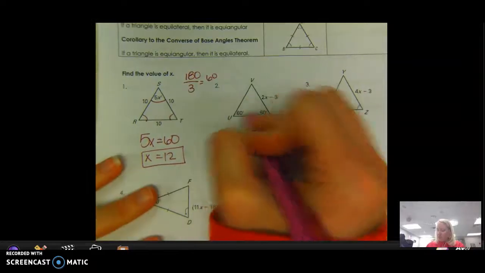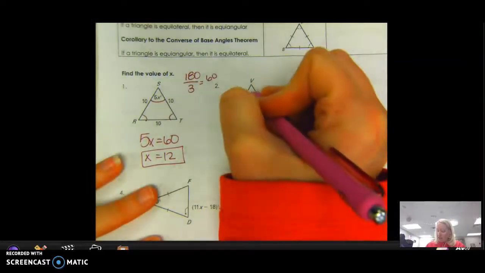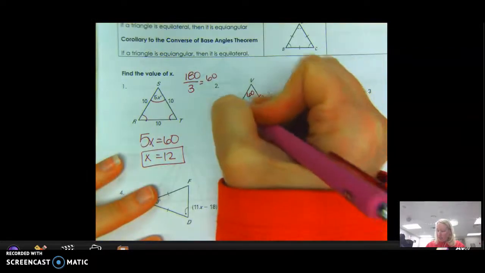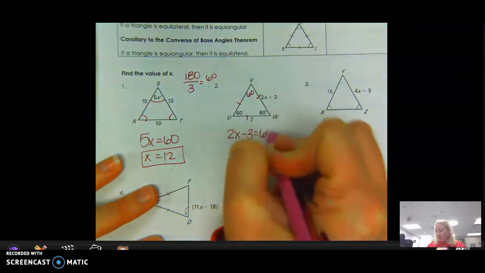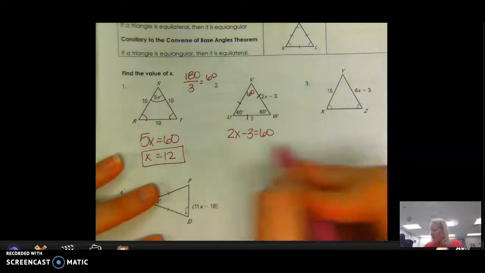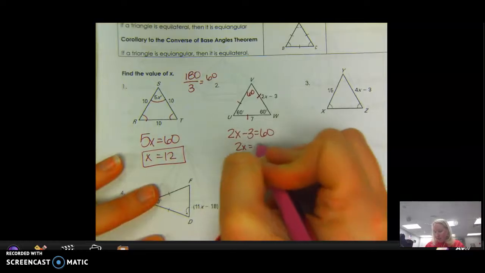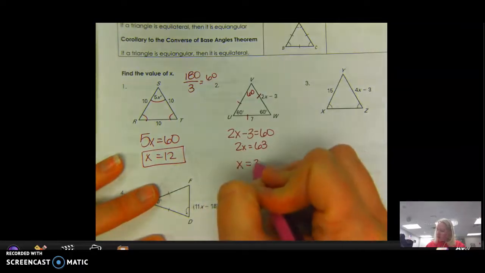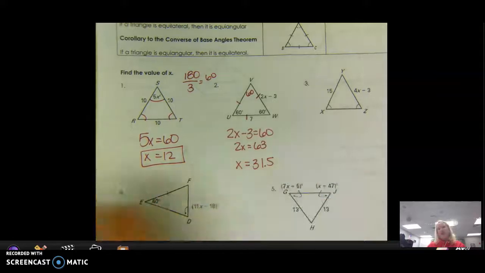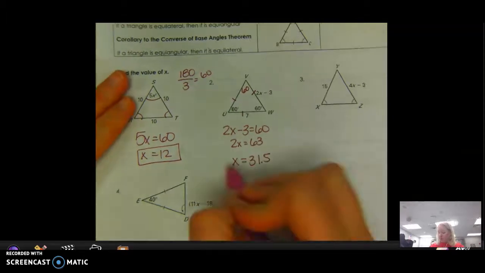Next one, 60, 60, that would mean that this is 60. That also means that this side and this side and this side are all equal. So I do 2x minus 3 equals 60. I'm going to add 3 to both sides, so I get 2x equals 63. Divide by 2, x equals 31.5. Or maybe they want you to leave that as an improper fraction, so 63 over 2.